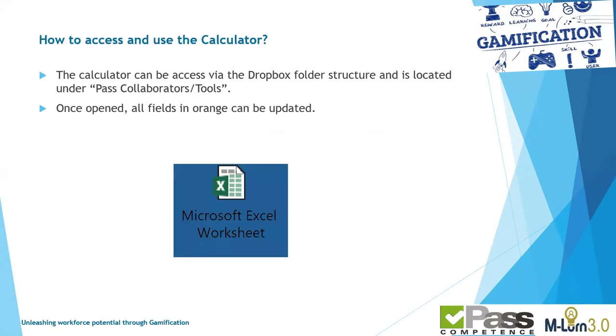So how to access and use the calculator? The calculator is available on the Dropbox folder structure. It's located under the Past Collaborators Tools subfolder. Once you open it, all fields in orange can be updated. I will open the calculator just after the session, and we're going to step through the calculator first, and then we're going to do HubSpot on that.